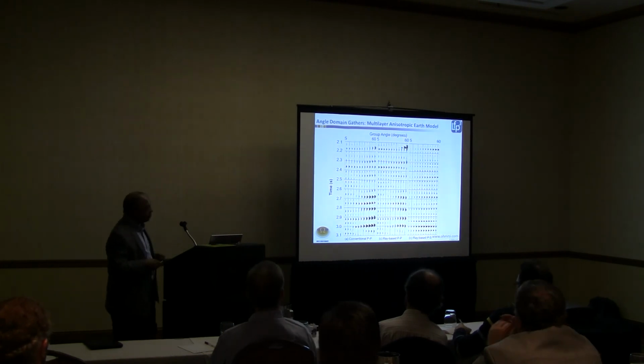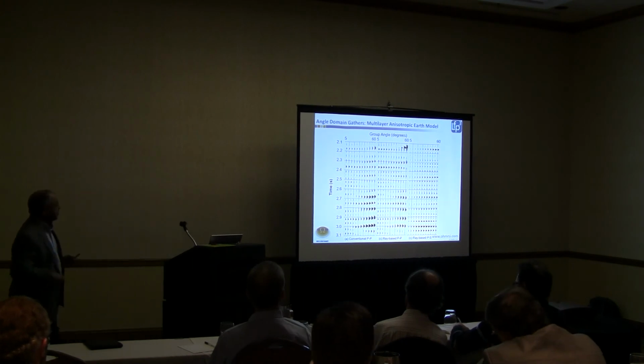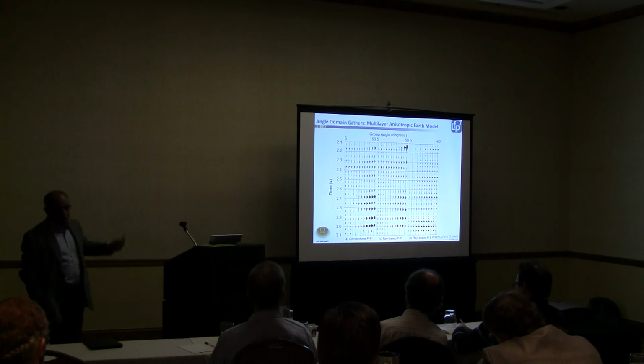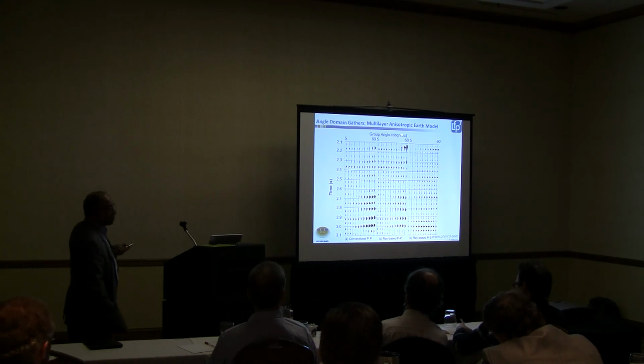This is an example which Pradeep, who is also working with us, did, and he has just submitted this paper to Geophysics. This is for a multi-layered anisotropic model. This is what a conventional P2P angle gather will give.